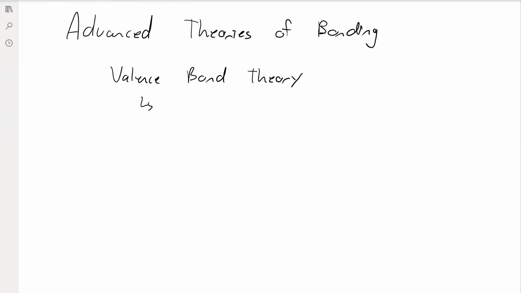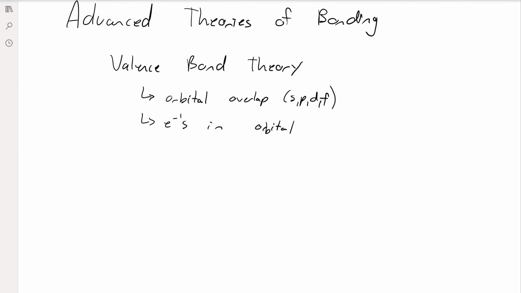And so this has to do with orbital overlap. So think about the electrons that we learned. We learned that they were in certain orbitals. Right, those are S, P, D, and F orbitals. And these electrons are in there. And what valence bond theory says is that these chemical bonds are formed whenever we have overlap between half-filled orbitals.